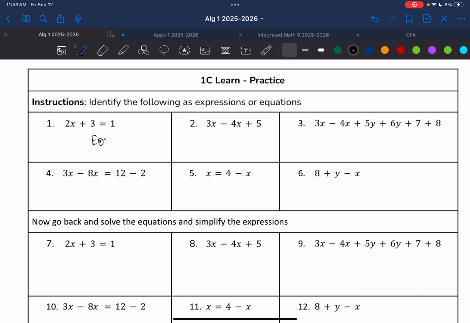So this is going to be an equation. This is going to be an expression. This one is an expression, so I'm just going to write EX. This one would be an equation because it has an equal sign, so I'm going to write EQ. Same with this one, and finally, this one is an expression.